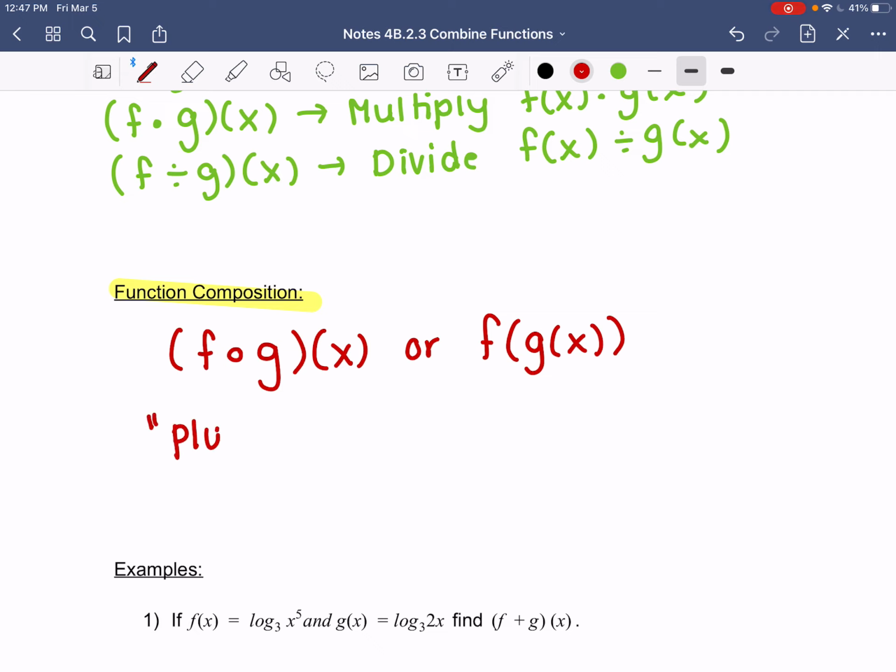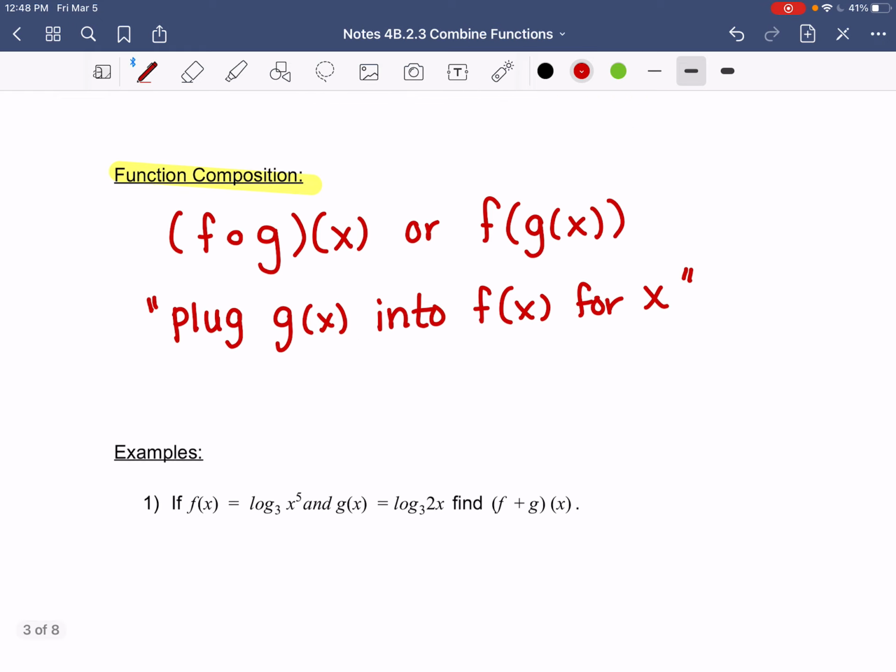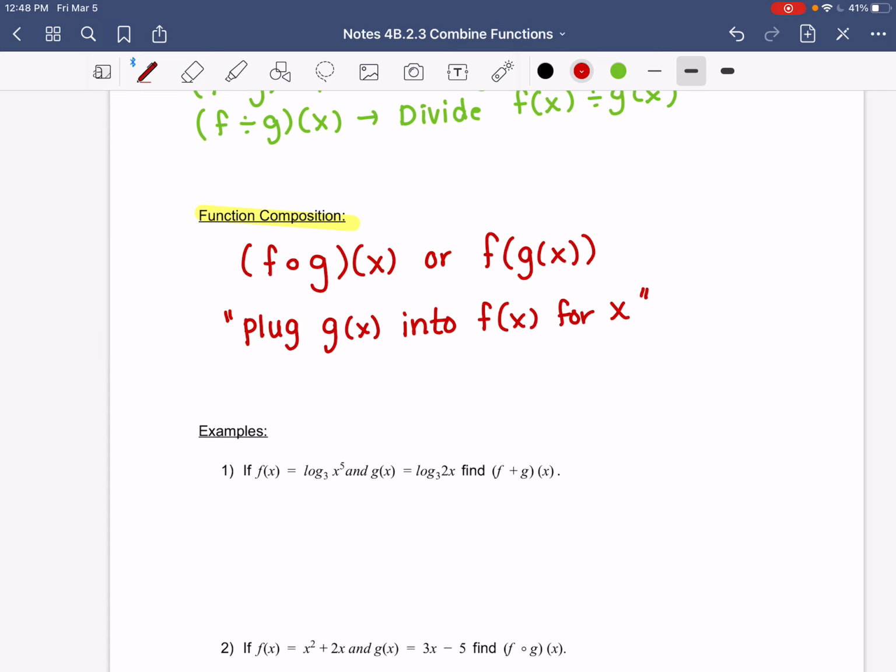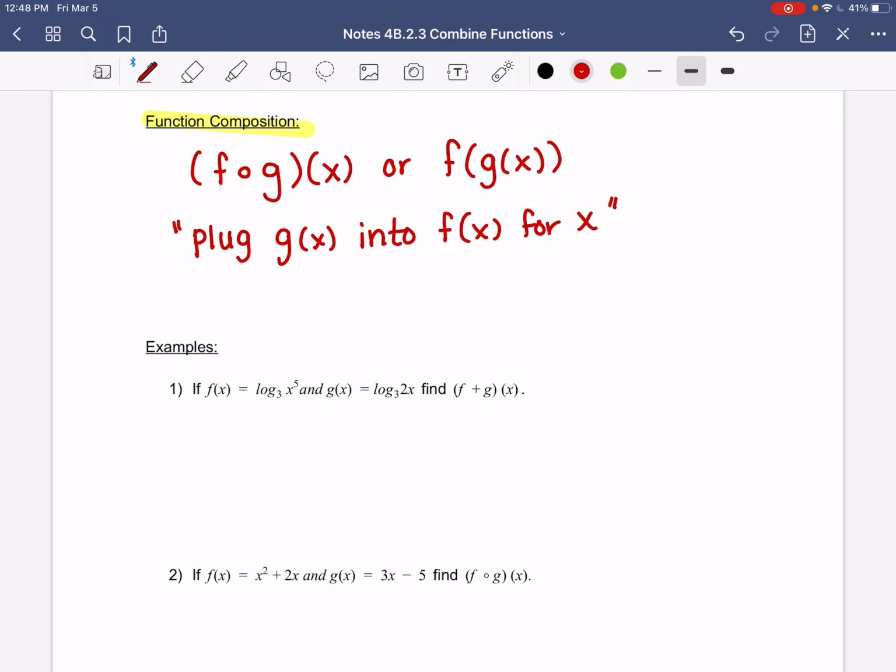You're going to plug g of x into f of x for x. And then just simplify as much as you can. So we're going to do a couple of examples not in the book, and then some examples from the book.